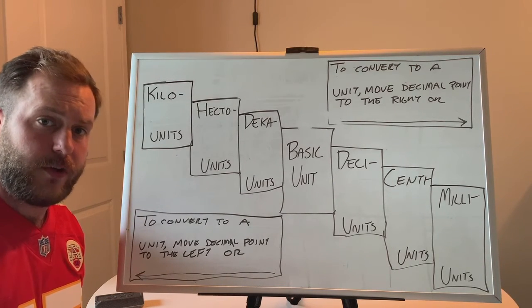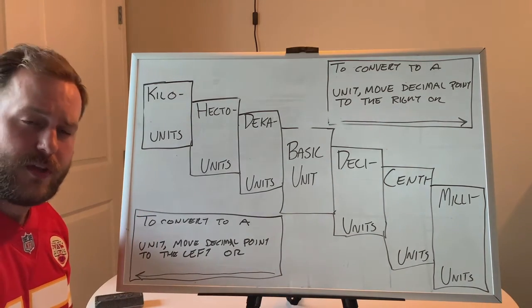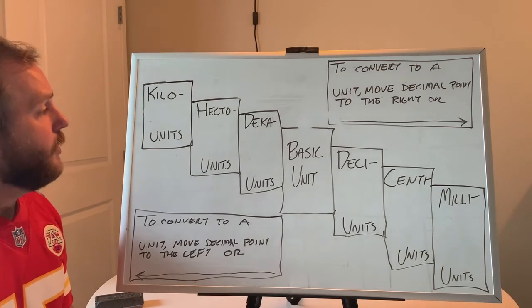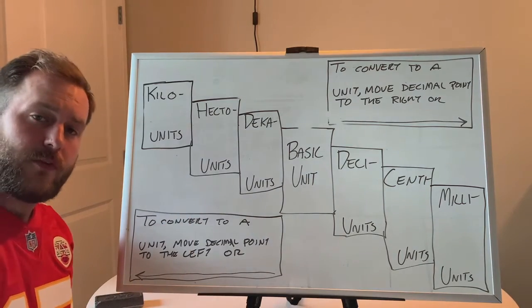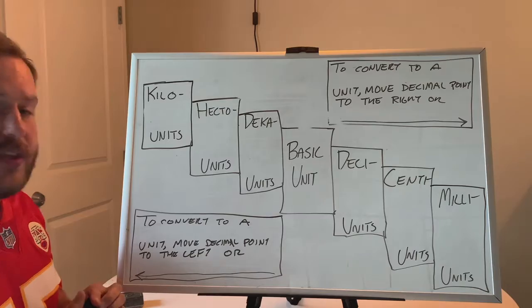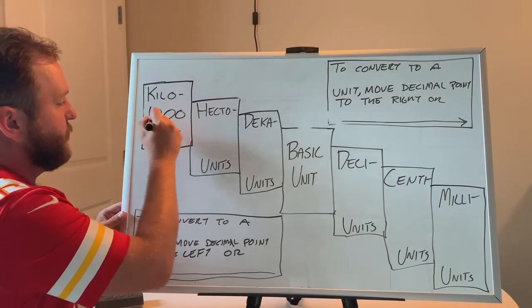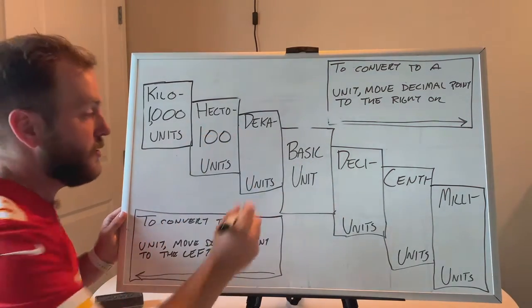All right, folks, let's learn how to use the metric conversion staircase in order to convert within the metric system. If you're looking at your handout right now, you'll see something that looks very similar to this with some blanks to fill in. The first thing that we're going to want to do is fill in the number of units that each of our prefixes represents, which we learned about just the other day. So let's start with kilo. A kilo is 1,000 base units. A hecto is 100 base units.